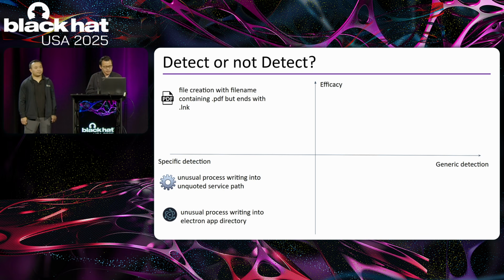The second thing we can detect is an unusual process writing into an unencoded device path. And again, this will be a specific detection. In addition, it will require profiling about what unusual process means in a particular system. So it will take some time to tune and build this detection. And the last one is unusual process writing into the Electron app directory. Again, this will require profiling on what unusual process is, given that the Electron app directory can have many different application processes writing into it.